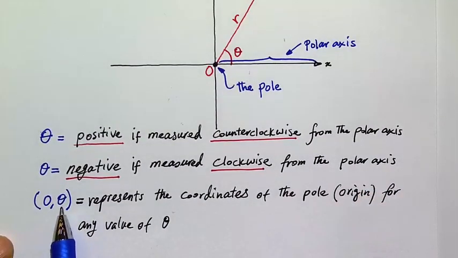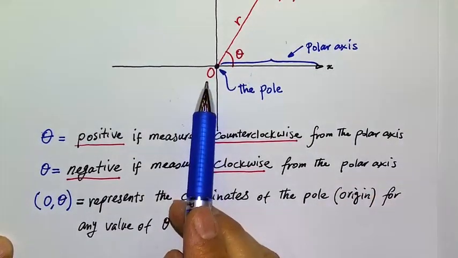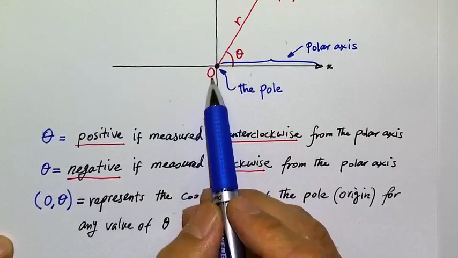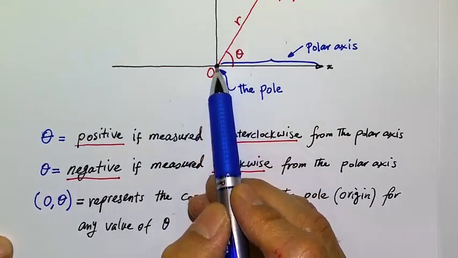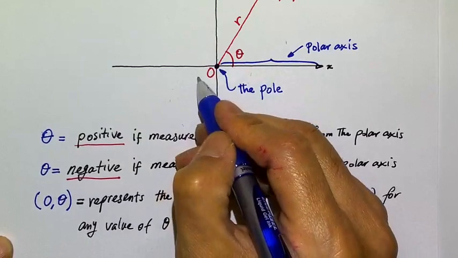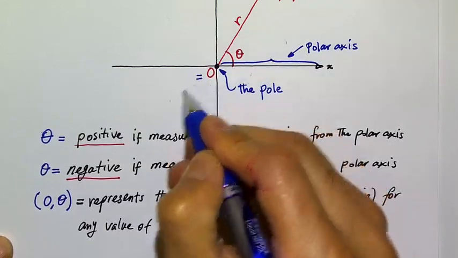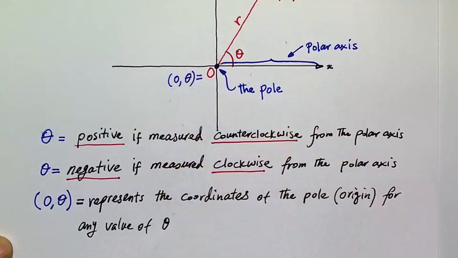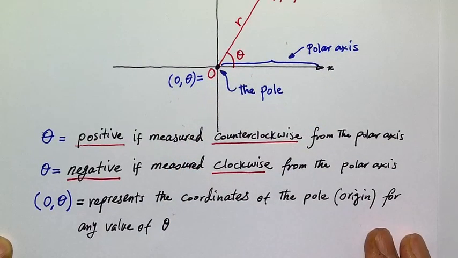Okay? And 0 comma theta, that is when r is equal to 0, represents the coordinates of the pole, that point. And it doesn't matter what the theta is, because if r is 0, then we're on that point. In other words, I might even add that here, that is 0 comma theta, the origin.